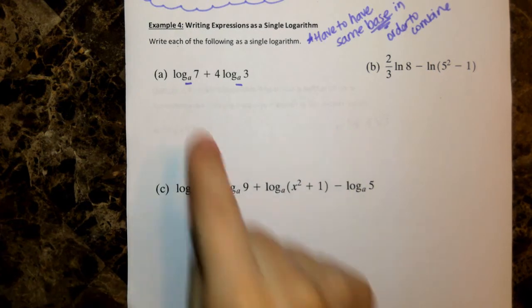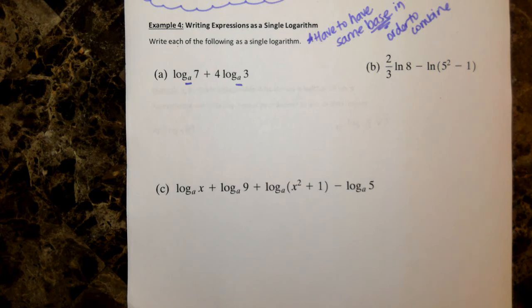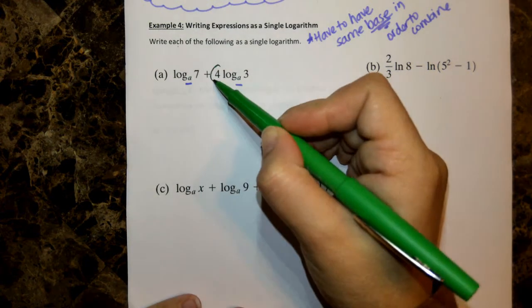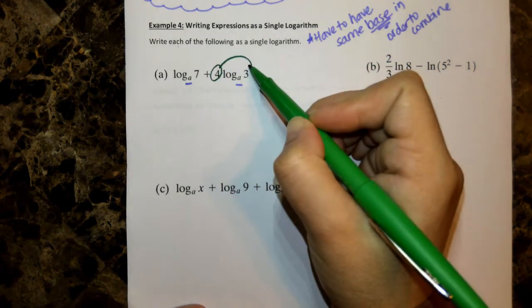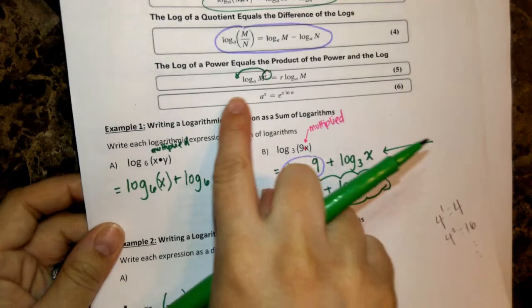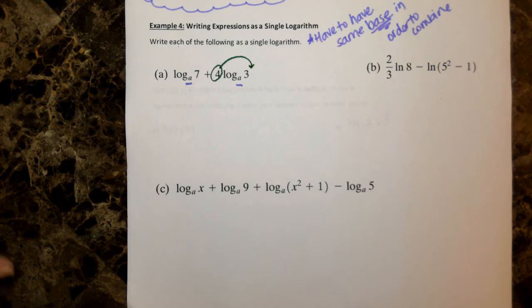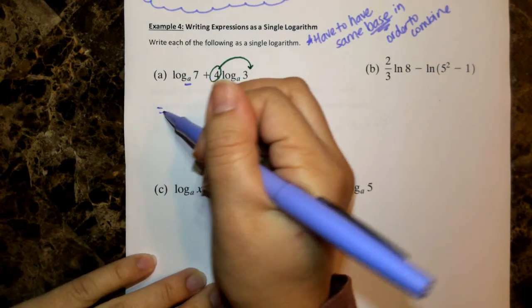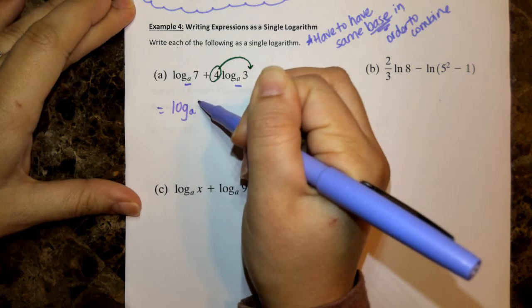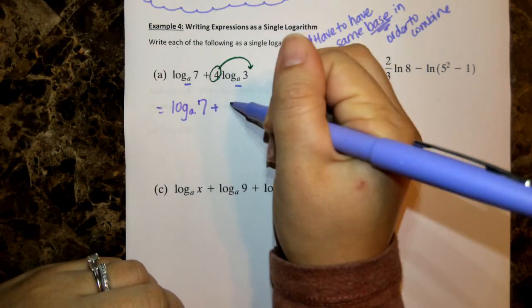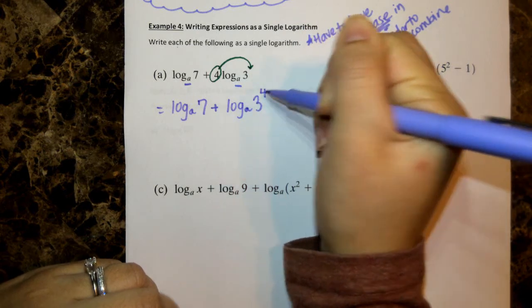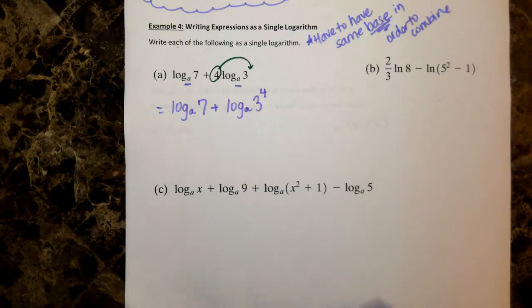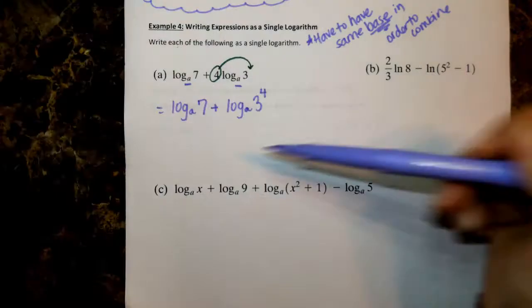Now the first thing I'm going to do, I know we see addition, but before I do that, I do notice that there is a coefficient, this 4. So I'm going to first take this 4 and move it to become an exponent. Now what I'm using is this third property, the power of logarithms property. So I'm going to rewrite my expression as log base A of 7, I'm not going to do anything with that yet, plus log base A of 3 raised to the 4th power. Okay. This third property tells me that I can do that, and it's not changing the value of anything.